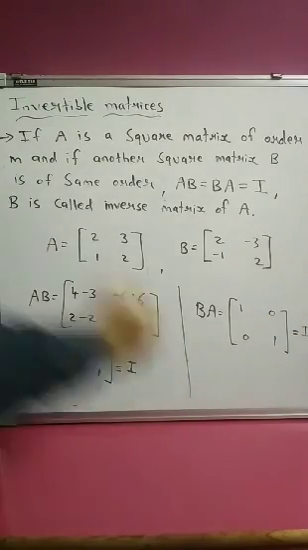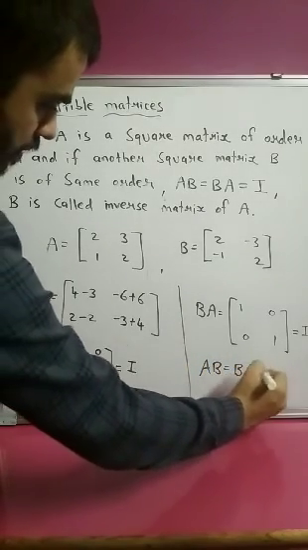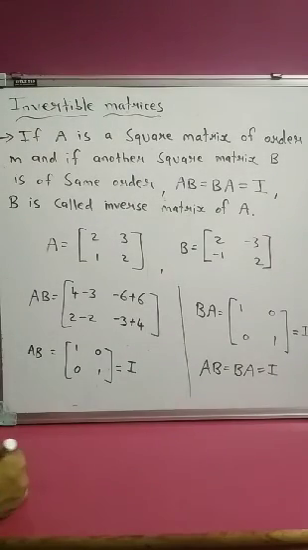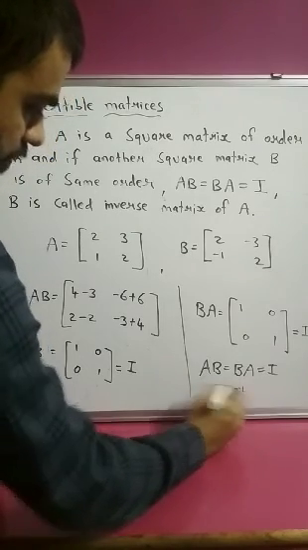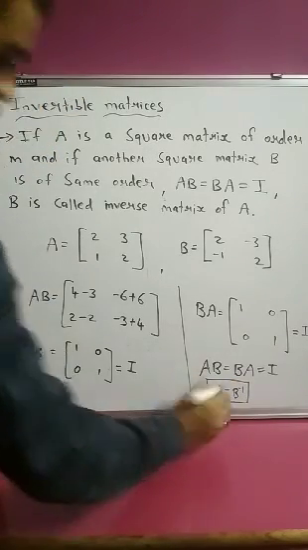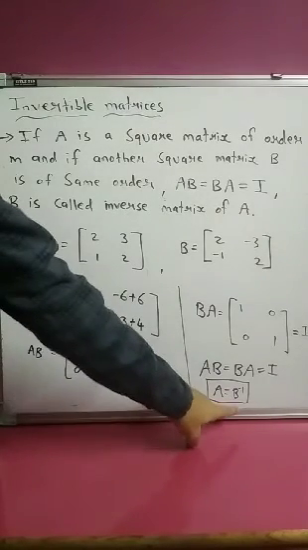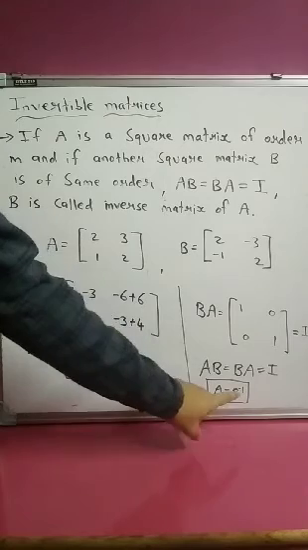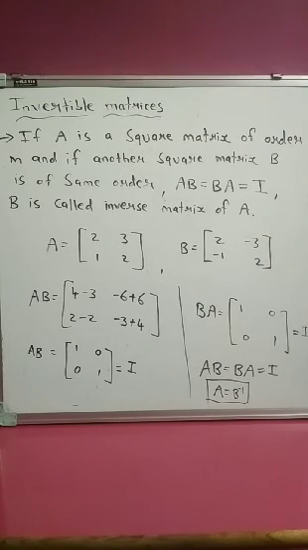So here AB, BA and the identity matrix are all the same. So we can say that A is equal to B inverse. We can write, meaning B is called the inverse matrix of A. So this is also a very important topic in this chapter, which is invertible matrices.